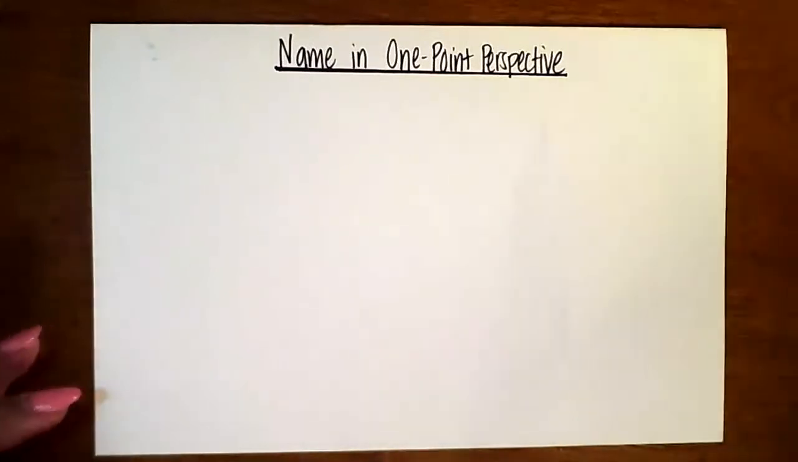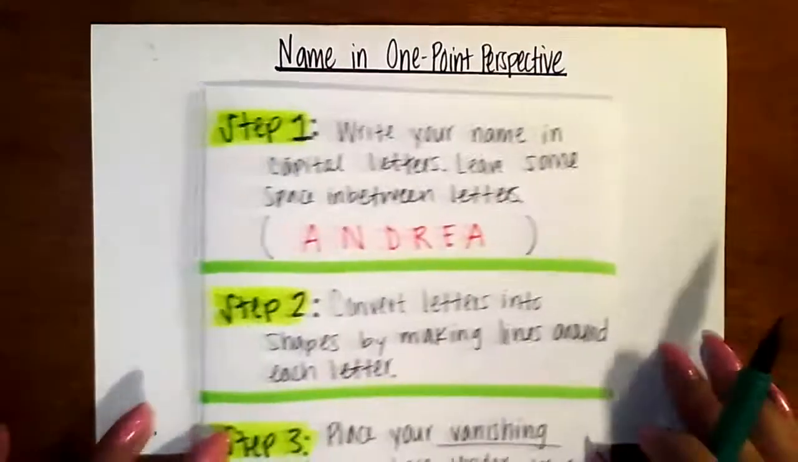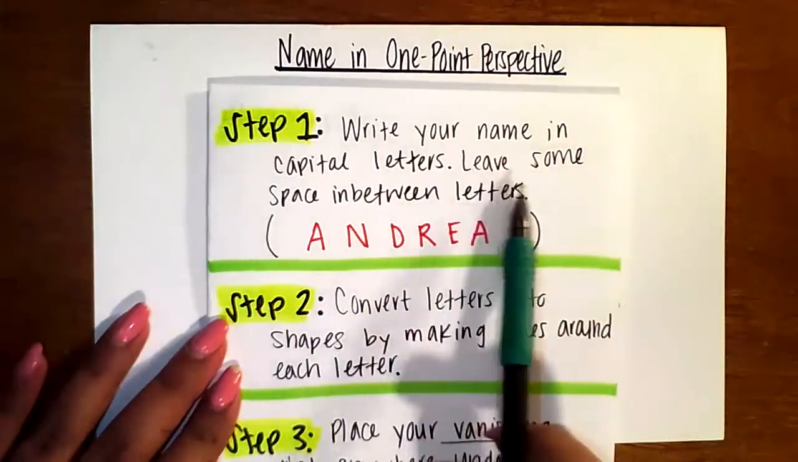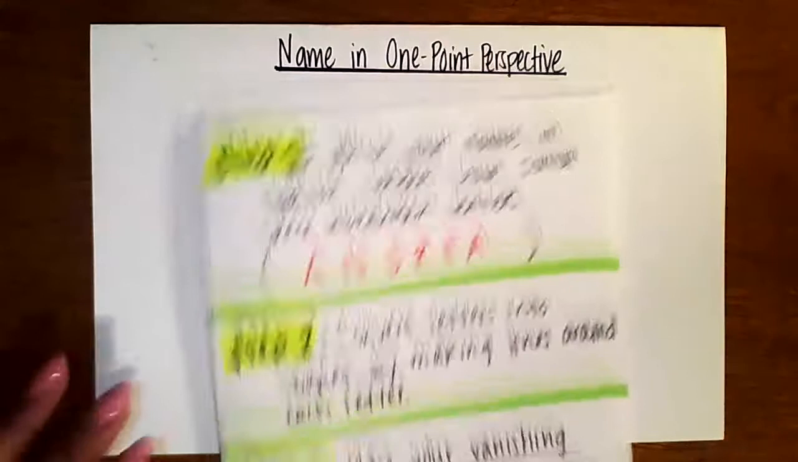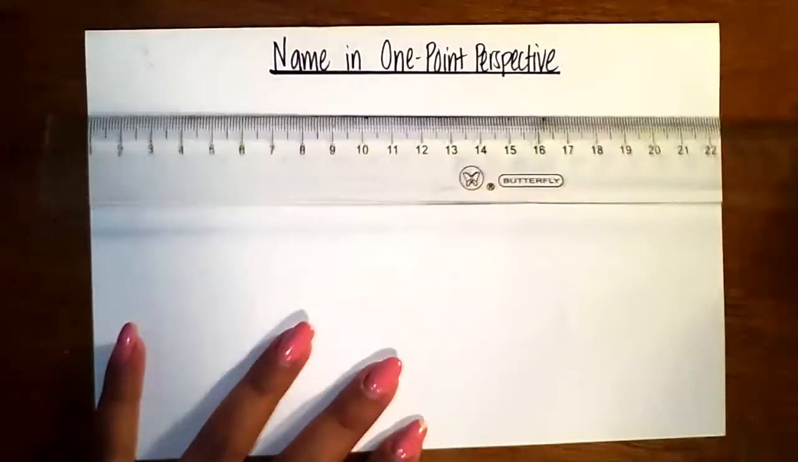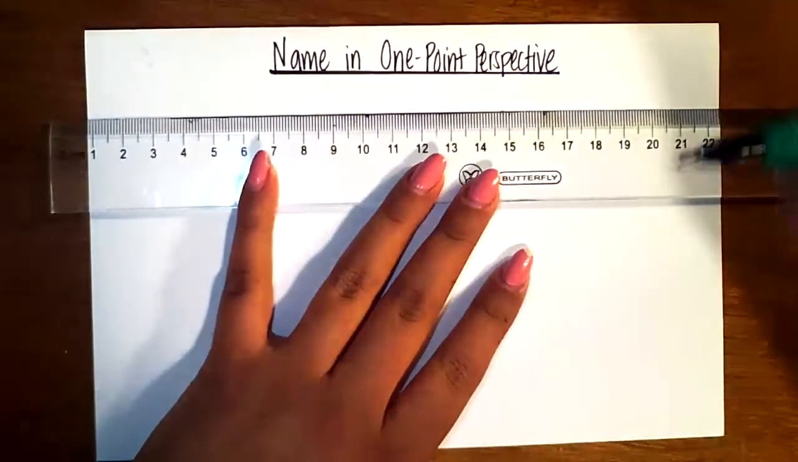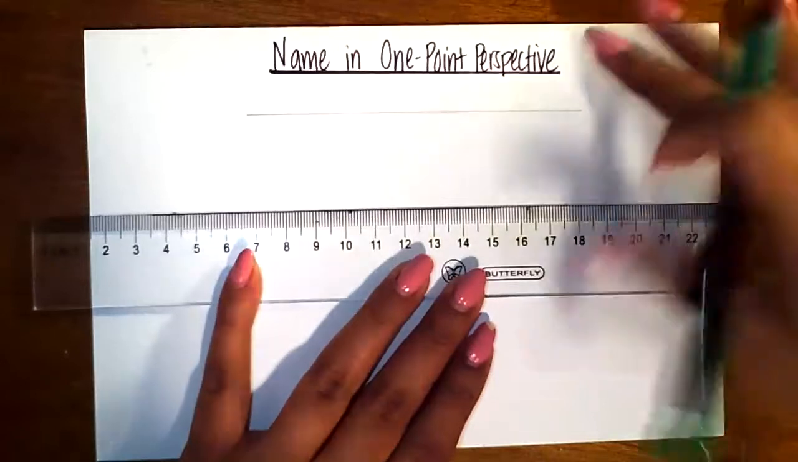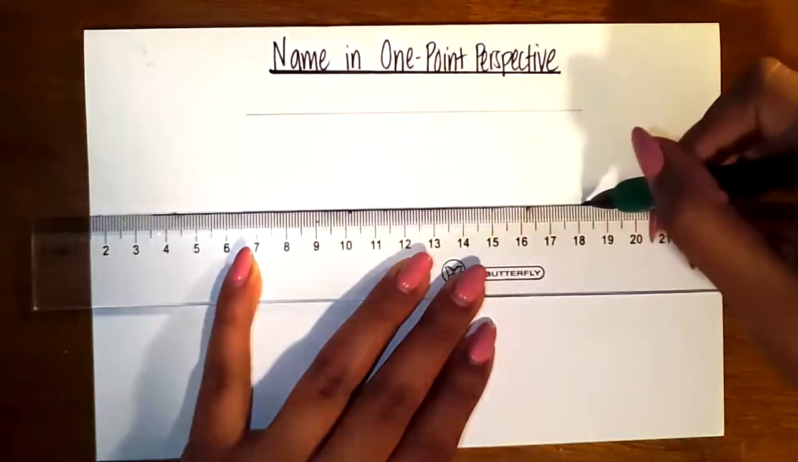First things first, we're going to do step number 1. Write your name in capital letters, but we're going to leave some space in between the letters. Before I even write my name, I'm going to make 2 lines. 1 and 2. Okay?